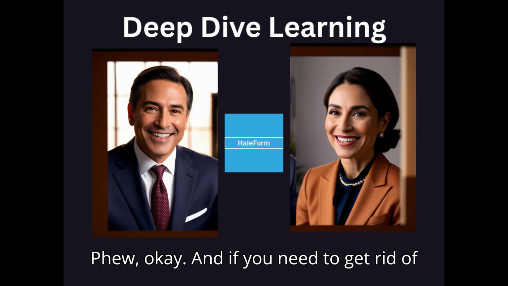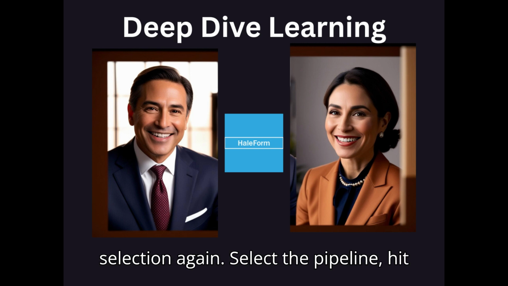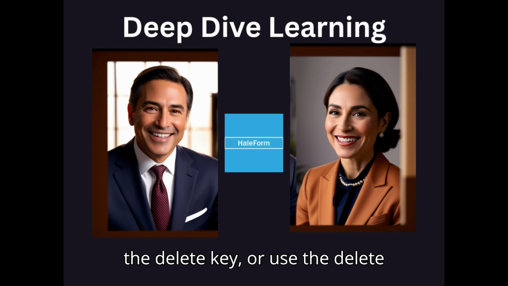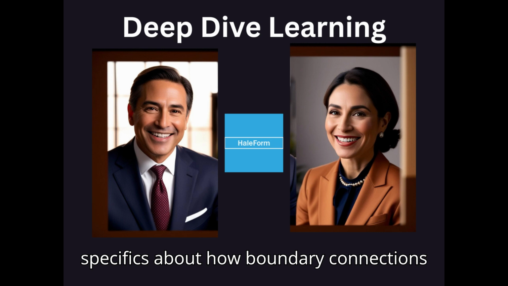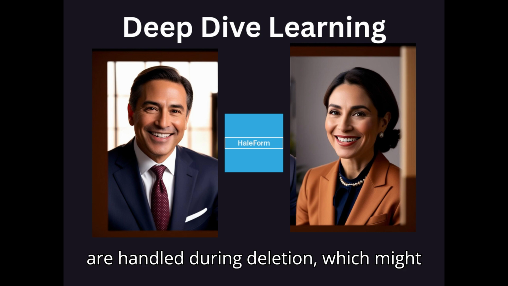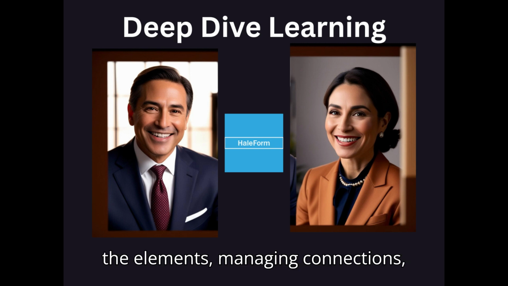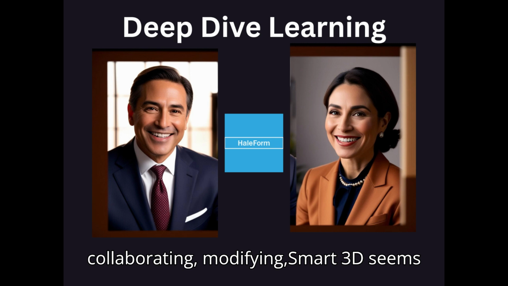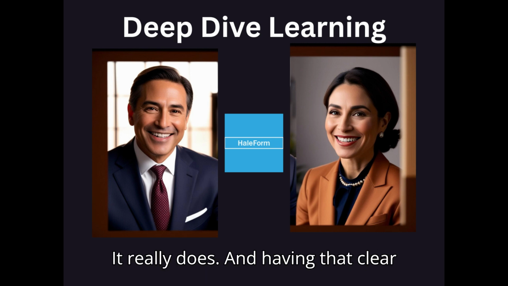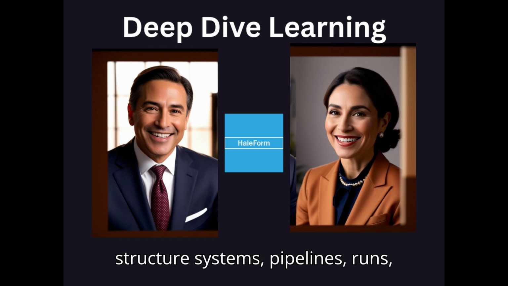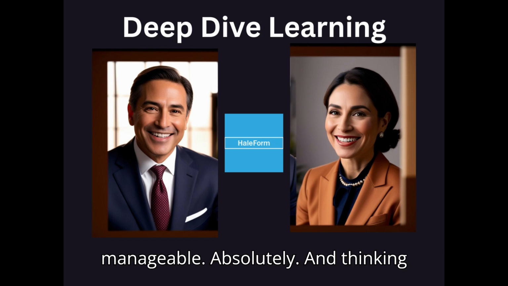Phew. Okay. And if you need to get rid of a pipeline entirely, deleting it. Simple selection again. Select the pipeline, hit the delete key, or use the delete command. The documentation notes some specifics about how boundary connections are handled during deletion, which might matter in complex cases. Okay. So from setting up the structure, creating the elements, managing connections, collaborating, modifying, Smart 3D seems to have a pretty comprehensive workflow. It really does. And having that clear structure, systems, pipelines, runs, features, is just essential for keeping complex piping designs organized and manageable.